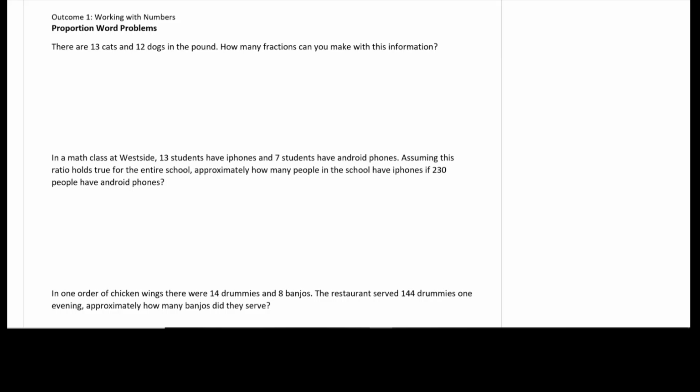So I first want to introduce the different kinds of fractions you can usually make with 2 numbers. So there's 13 cats and 12 dogs in the pound. What fractions can we make with this information? The 2 that I usually get from people is I can make the fraction 13 over 12, and that's showing the ratio of cats to dogs. The other one we could make is flip it the other way, the ratio of dogs to cats. So those are the 2 that I usually get when I ask this question to a class.